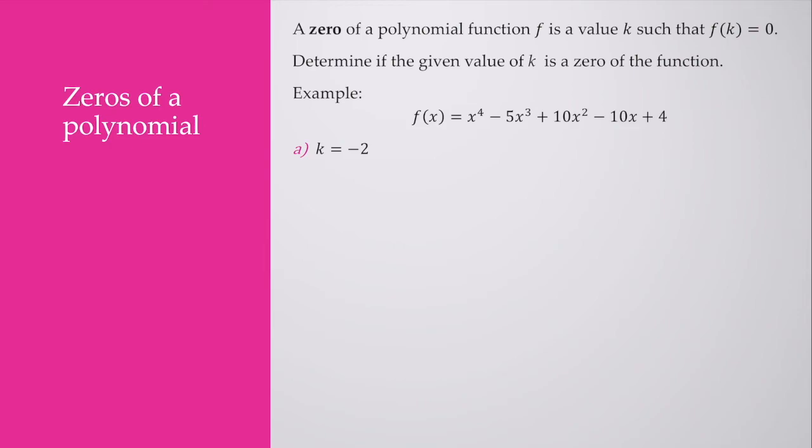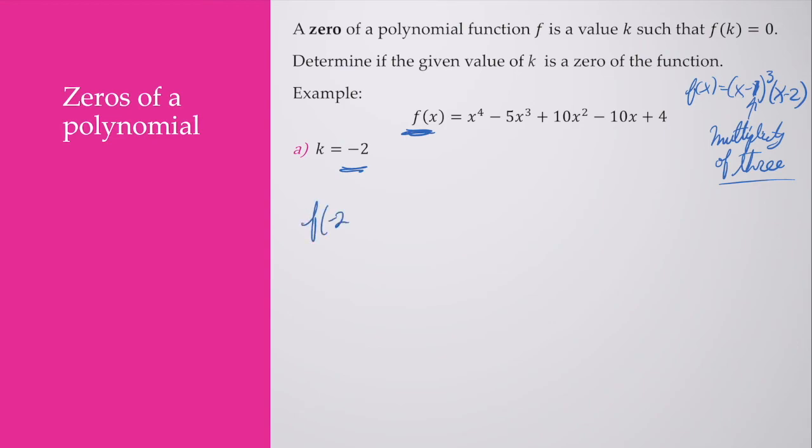Now, let's check if k equals negative 2 is a zero of the function we've been working with this entire time. Now we know negative 2 is not a factor, right? Because we fully factored this into f of x is x minus 1 cubed times x minus 2. And because it's x minus 1 cubed, we would say that has a multiplicity of 3, just a fun word for us to know.